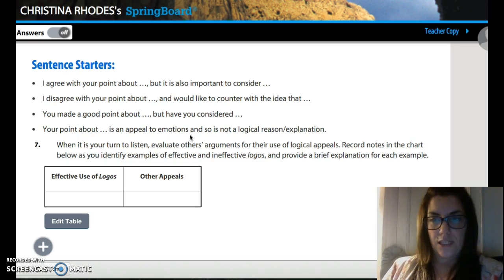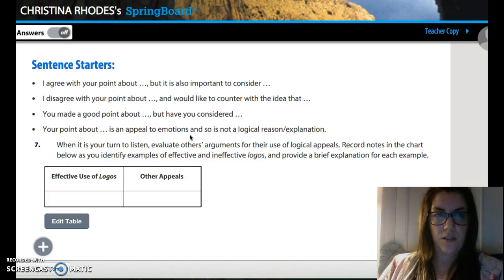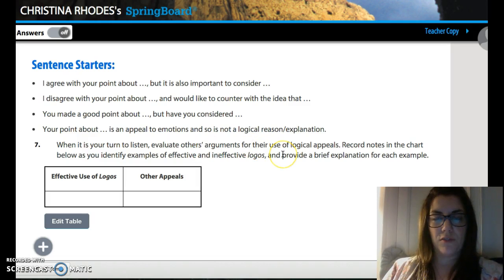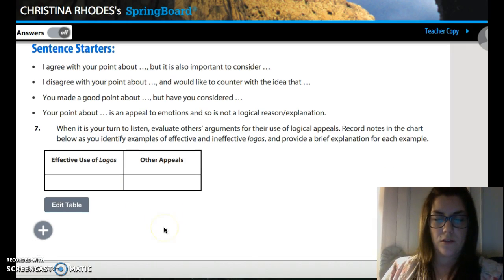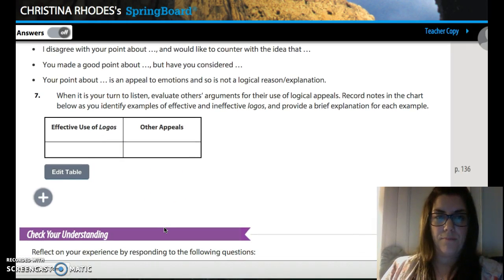On the corner of your desk, you also have sentence starters with accountable talk. You should be using those throughout the debate as well. When it is your turn to listen, evaluate others' arguments for their use of logical appeals. Record notes in the chart below as you identify examples of effective and ineffective logos, and provide a brief explanation for each example. Effective use of logos, you're going to put here. Other appeals, you put here, so that would be pathos or ethos when they are speaking.